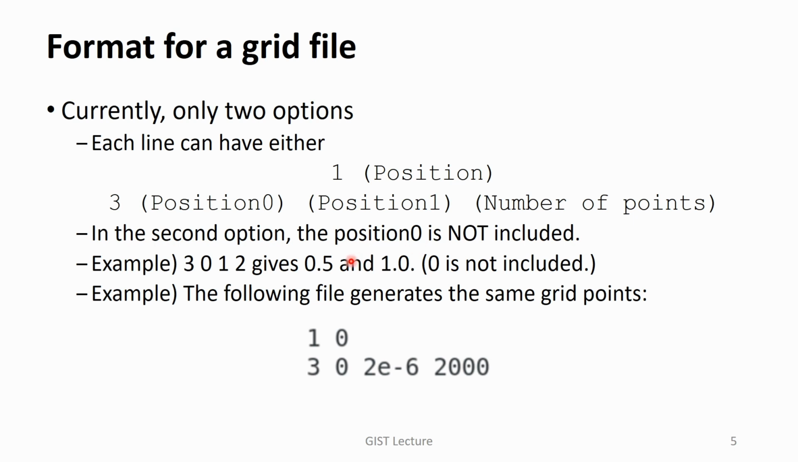For example, when we have 3, 0, 1, 2, it gives two additional points whose positions are 0.5 and 1.0. Again, it is noted that 0 is not included. This file generates the same uniform grid points as before.